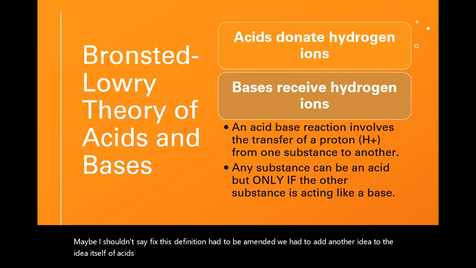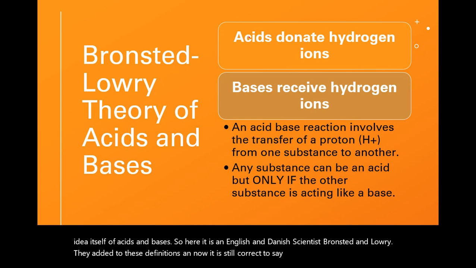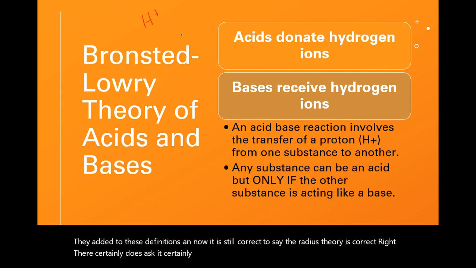So here it is. An English and Danish scientist, Bronsted and Lowry, added to these definitions, and it is still correct to say the Arrhenius theory is correct, right? Acids certainly are acids if they release hydronium ions, and bases if they ionize to release hydroxide. But this now is an addition to that.